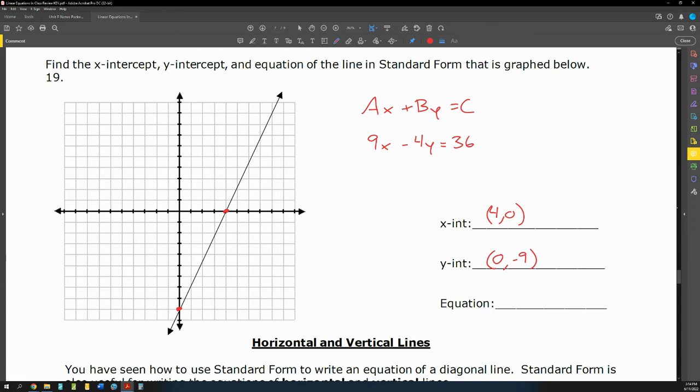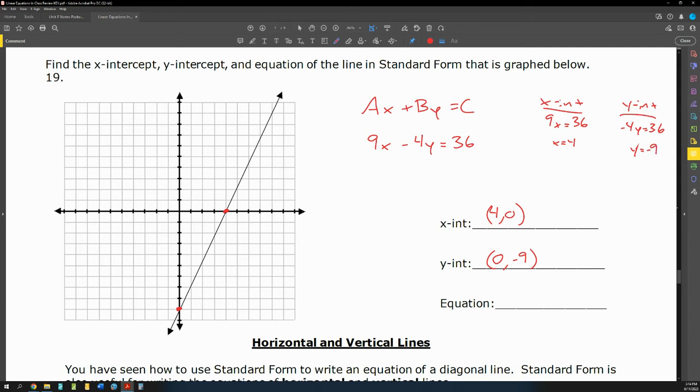Let's just do a quick check and see. Well, our x-intercept would be canceling out that y term, so we'd have the equation 9x equals 36. And indeed, dividing both sides by 9 gives us our x-intercept of 4. For our y-intercept, plugging in 0 for x, we get the equation negative 4y equals 36, and indeed, dividing by negative 4 gives us our y-intercept of negative 9.